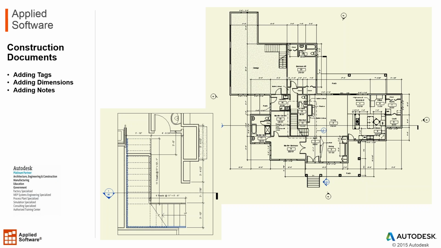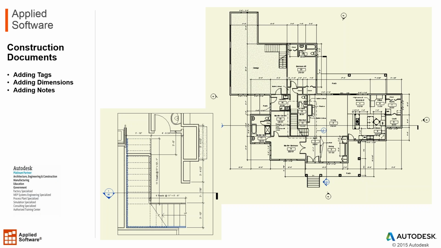They're very intelligent objects. These objects will have properties that we can assign to them, so it knows that a 3-foot door is a 3-foot. As far as tagging that, we can use intelligent tags to pull in those properties to automate the process, so we don't have to manually type in information on the tags. It's just going to read the properties for you.